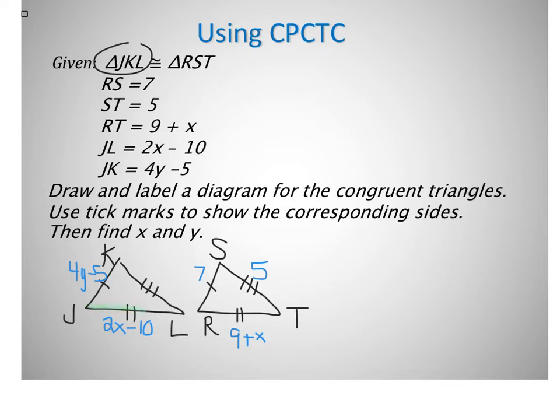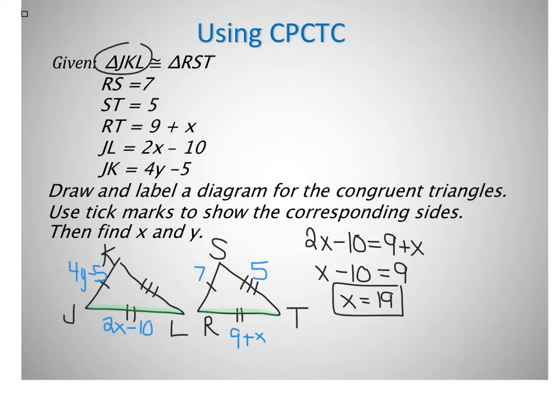So I see here that JL is a segment that has X in it, so is RT, and I know that those two are equal. So I'm going to set up an equation that sets those two segments equal. 2X minus 10 is going to equal 9 plus X. I'm going to go and solve this for X. If I subtract X from both sides, I get X minus 10 equals 9. Add 10 to both sides, X is going to equal 19.